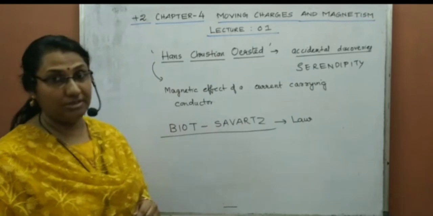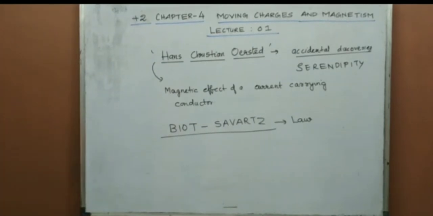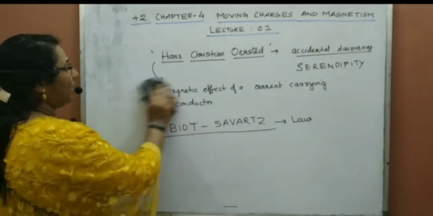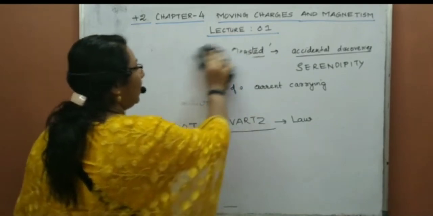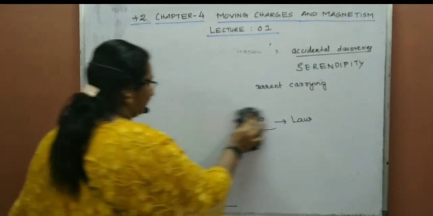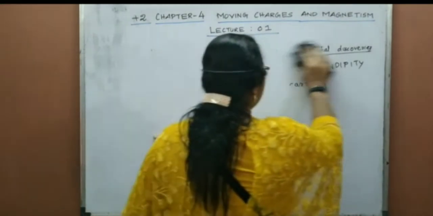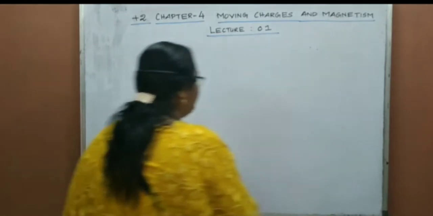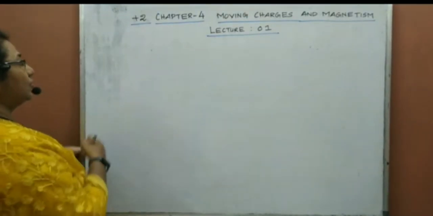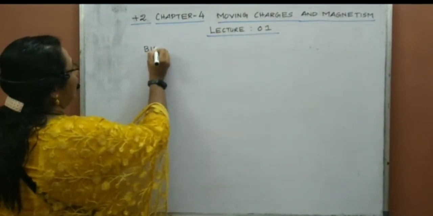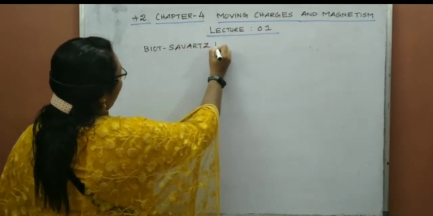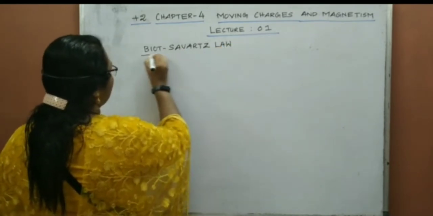So at first, note this. Who identified the magnetic property shown by a current carrying conductor? It was Hans Christian Ørsted. And who studied this magnetic effect produced by a current carrying conductor in detail? Biot and Savart. So we are going to the Biot-Savart law, a very important law.